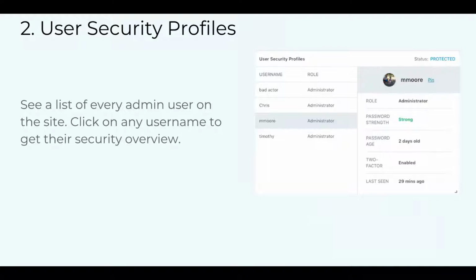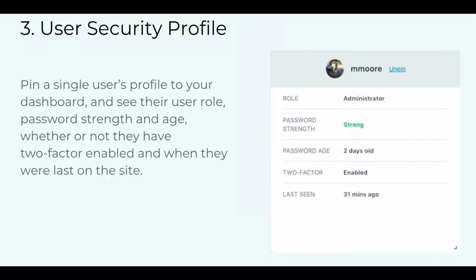And then the user security profiles. This is going to be a list of every single user on your site and give you a quick overview of their security, whether or not they're using two-factor, the strength of their password, and just the important information as it relates to security. Now, the third one is you can pin a single user security profile to your security dashboard. That way, if you want to just pin your admin users there, or your editors, or people who are supposed to be logging into your site, you can see the last time they were logged in, and make sure that your privileged users are using two-factor and a strong password.